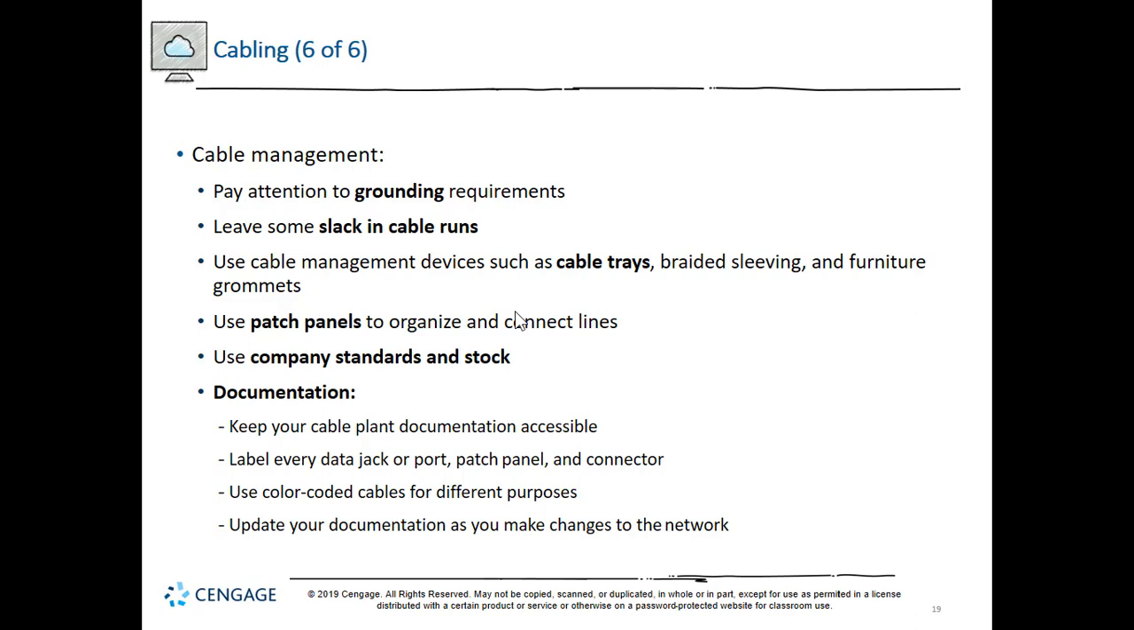And as always, document where all of your wires go, where they've been terminated, the path that they have taken, and it also says use color-coded cables for different purposes. Now, the standards vary, and they're really only suggestions, but more commonly you will find that your horizontal cabling is made up of gray or blue cabling.